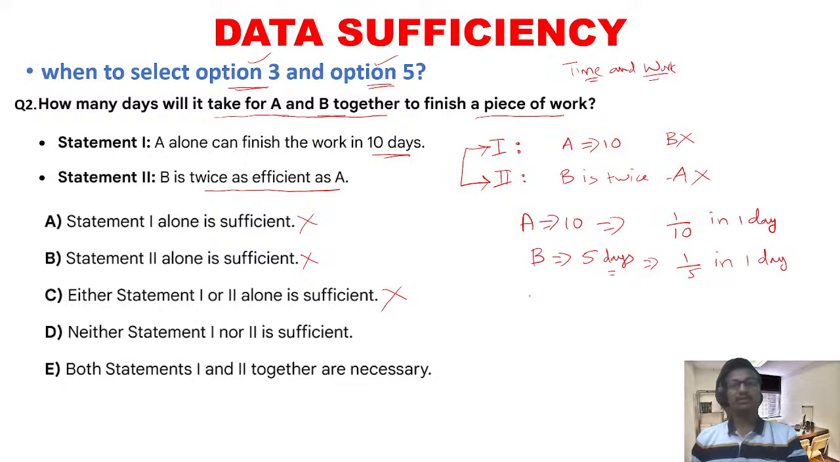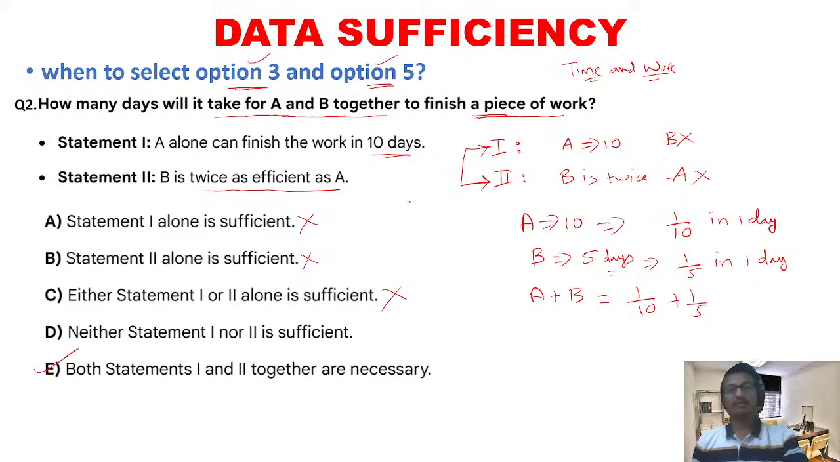Okay, so then together, how much work do both A and B do in one day? 1 by 5 plus 1 by 10. Got it. Okay, so when you know this kind of equation, that together they can do this much work in one day, then there is no need to solve it further. You can say that they can finish the piece of work together in some days. So that means both statements 1 and 2 together are necessary.